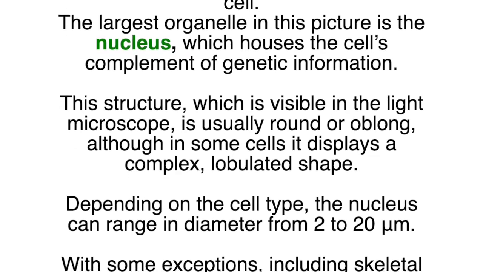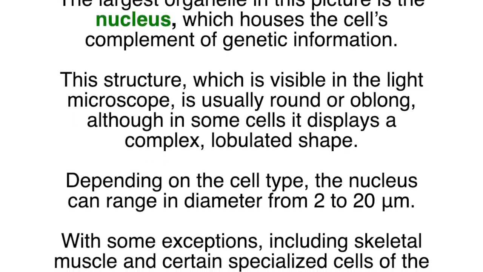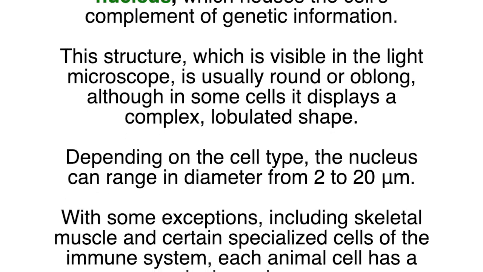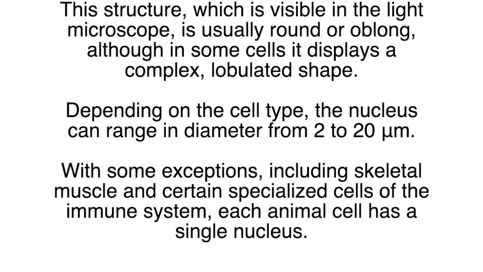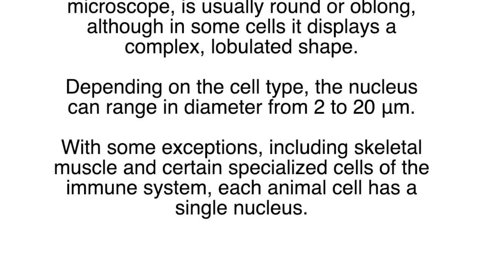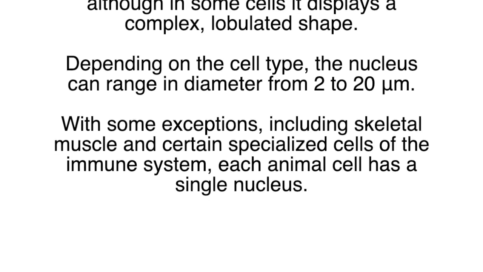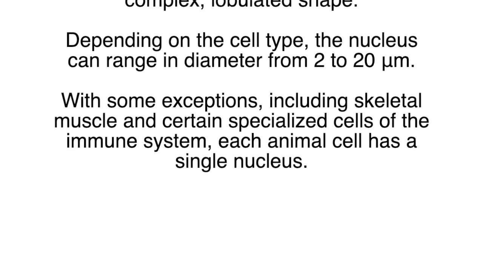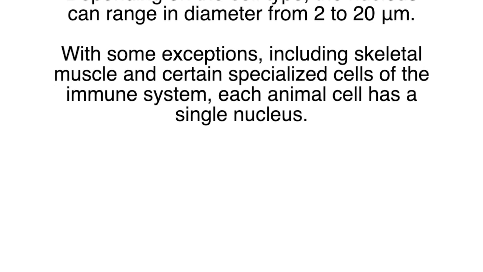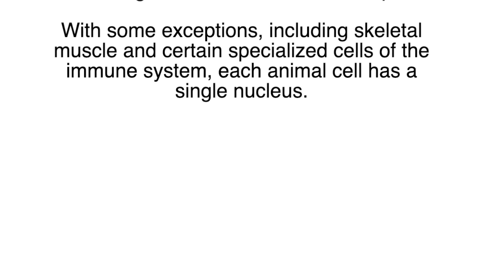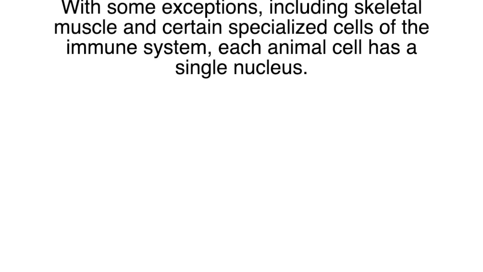This structure, which is visible in the light microscope, is usually round or oblong, although in some cells it displays a complex lobulated shape. Depending on the cell type, the nucleus can range in diameter from 2 to 20 micrometers. With some exceptions, including skeletal muscle and certain specialized cells of the immune system, each animal cell, including the humans, has a single nucleus.